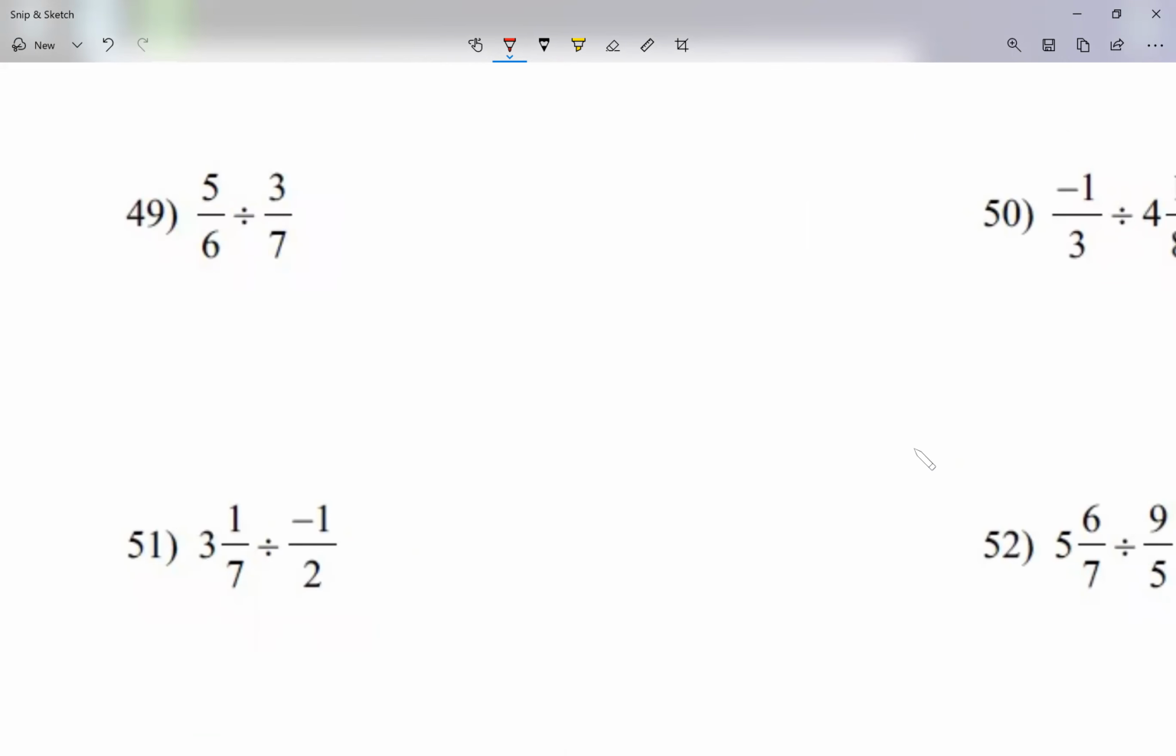It is how I need it. Everything has to be a fraction. So if I'm given a whole number, put a 1 underneath. It has to be a fraction. Everything is a fraction to begin with.